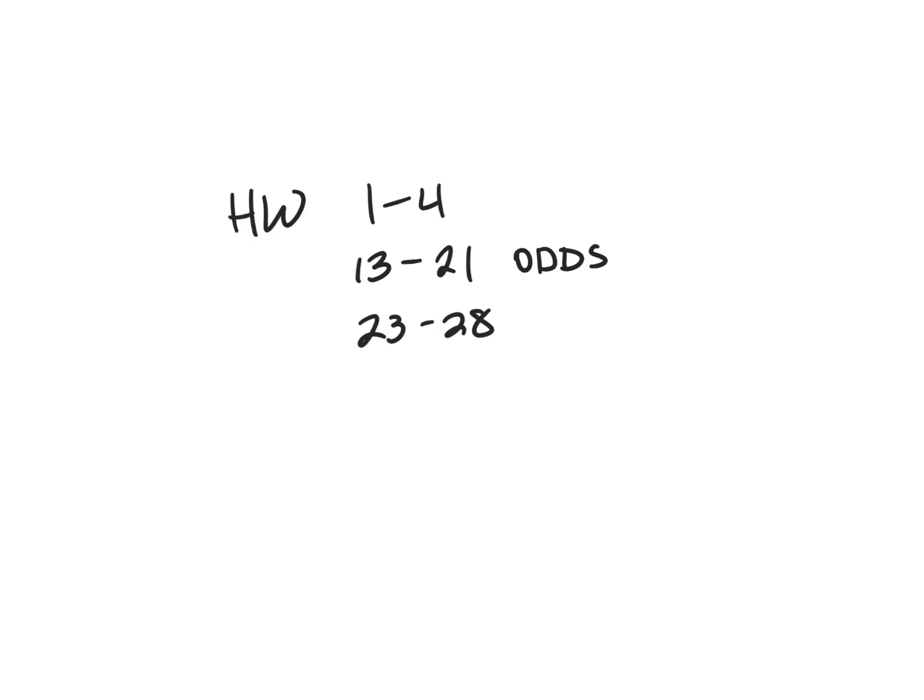Your homework assignment is this one. Let me just double check and make sure this is what I assigned you. Yes, 1 through 4, 13 through 21, and 23 through 28. There should be plenty of graph paper. Please get these done, and please do the graphs. They're so important, and you will have to do them on your test, so get familiar with them. I am your teacher. This is the way.